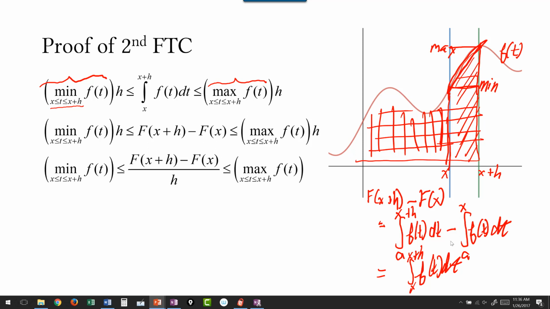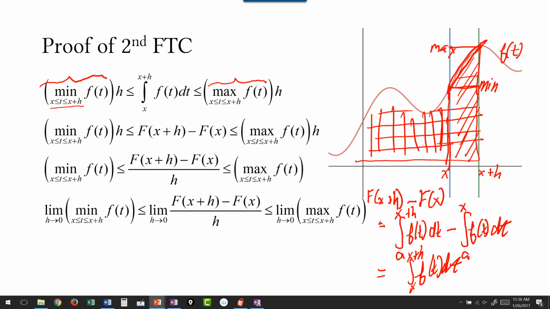Next, we divide everything by h. In this case, we're assuming that h is positive, so that doesn't change the direction of any of the inequalities. And then finally, we recognize that if the difference quotient here is stuck between the smallest value for little f and the largest value for little f, then it's also true in the limit. So if we take the limit as h goes to 0 on all three parts of the inequality, then we get something useful.